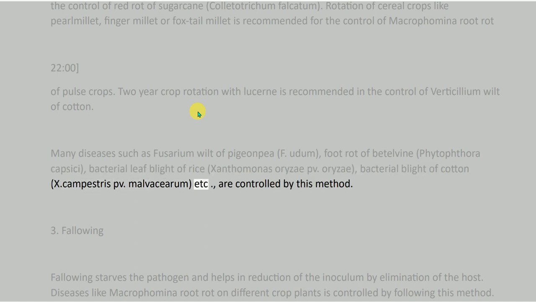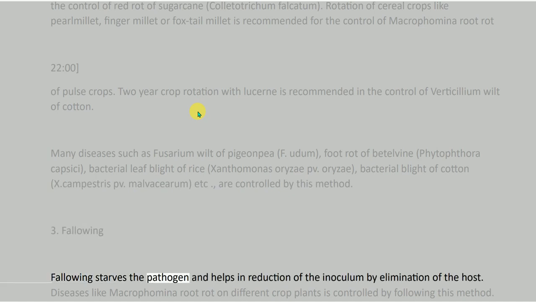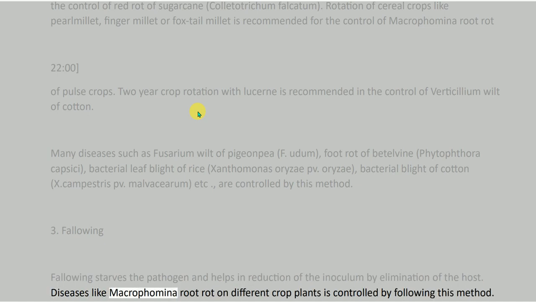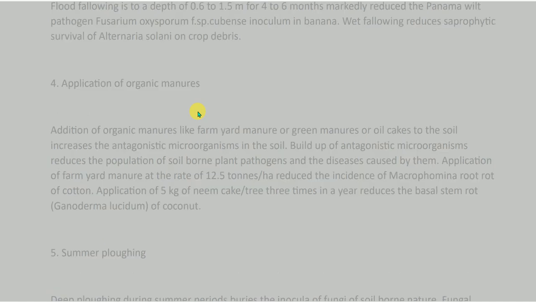3. Fallowing. Fallowing starves the pathogen and helps in reduction of the inoculum by elimination of the host. Diseases like Macrophomina root rot on different crop plants are controlled by following this method. Flood fallowing to a depth of 0.6 to 1.5 m for 4 to 6 months markedly reduced the Panama wilt pathogen Fusarium oxysporum f.sp. cubense inoculum in banana. Wet fallowing reduces saprophytic survival of Alternaria solani on crop debris.